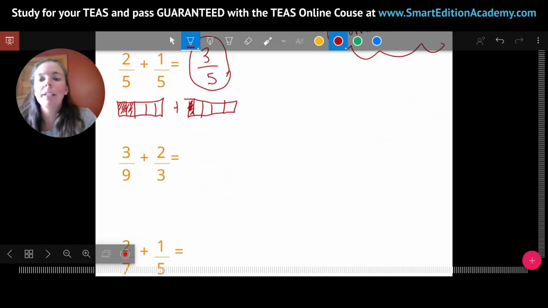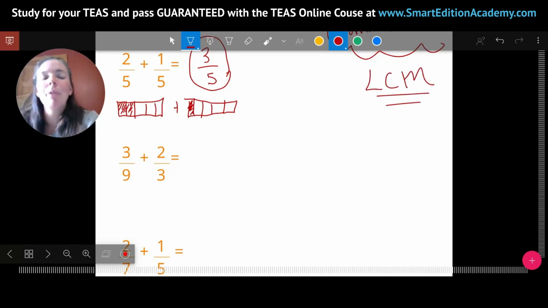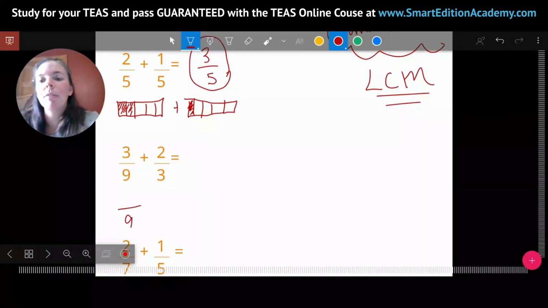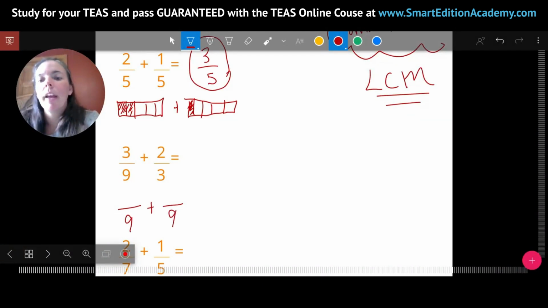So let's look at one where we don't have a common denominator. 3/9 plus 2/3. I need a common denominator. To find a common denominator, I want to think about the LCM, or least common multiple. The least common multiple of 9 and 3: 9 is actually a multiple of 3. So we can rewrite both of these as equivalent fractions over 9. So 3/9 would stay the same. And then 2/3, well, I did 3 times 3 to get 9, so 2 times 3 on the top would be 6.